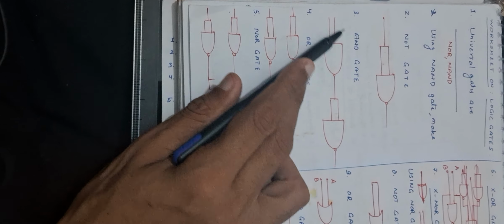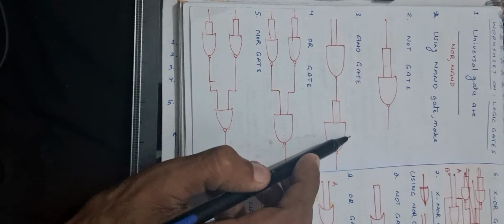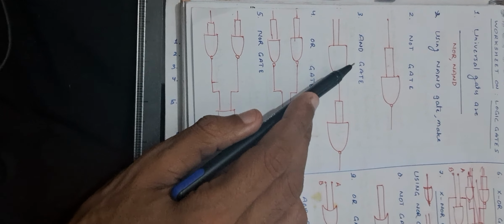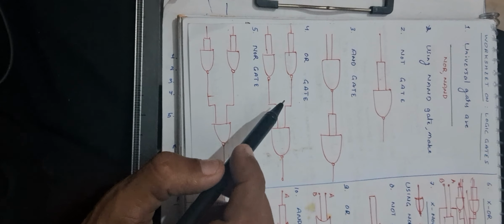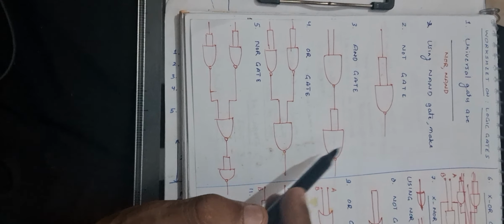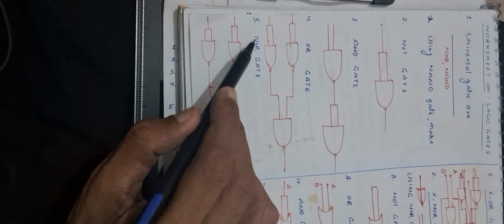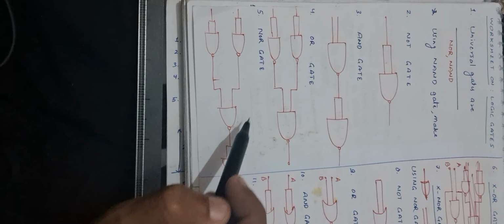Then we need to make an AND gate using NAND. This is NAND, combine it with a NOT gate, so that will function as an AND gate. Then we have to make an OR gate. For that, you make two NOT gates and their outputs should be fed to the input of the NAND gate, and that will give a truth table equivalent to an OR gate. Then we need to form a NOR gate. Using this circuit, up to here is OR plus NOT, so that will give the NOR gate.